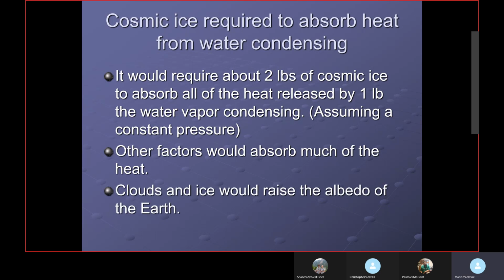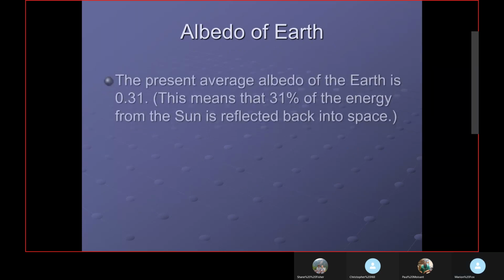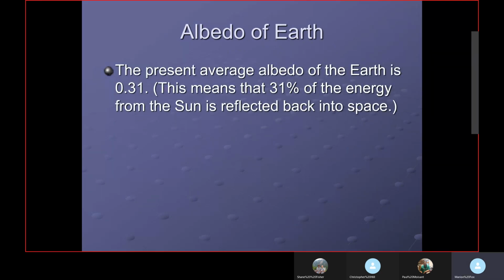Clouds and ice would raise the albedo of the Earth. Now we have to talk about what albedo is. It would raise the albedo of the Earth, and so we'd have that raised from the present average albedo. Now, what is albedo? Albedo is the reflectivity. Let me illustrate this.